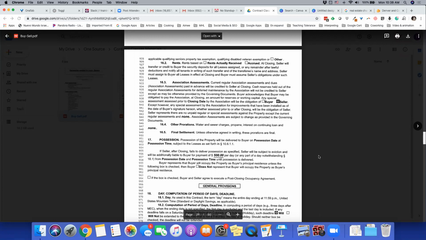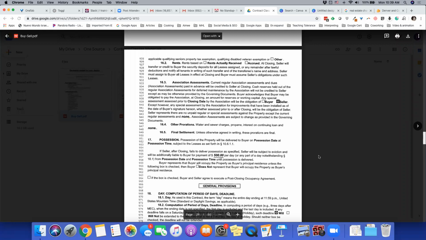On 16.3 is the assessment, and where I go down, it says any and all assessments prior to closing by the association will be obligation. You always check the seller, because they will get notified in mail. They will have a letter. They will make sure everything is there and make sure there are no assessments. And this deals mostly with townhomes and condos, but it could be that they live in a gated community and there could be assessments on that.